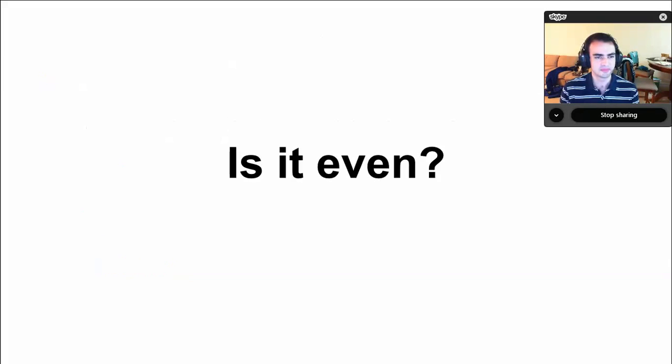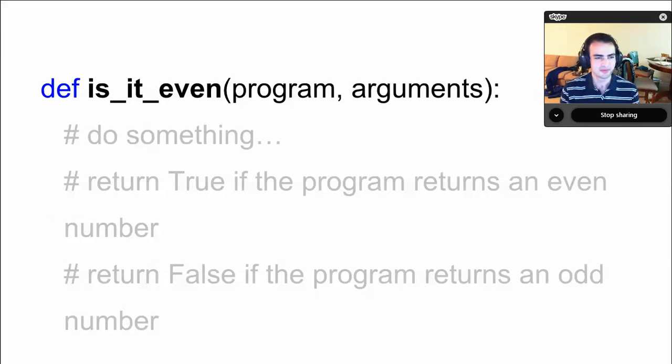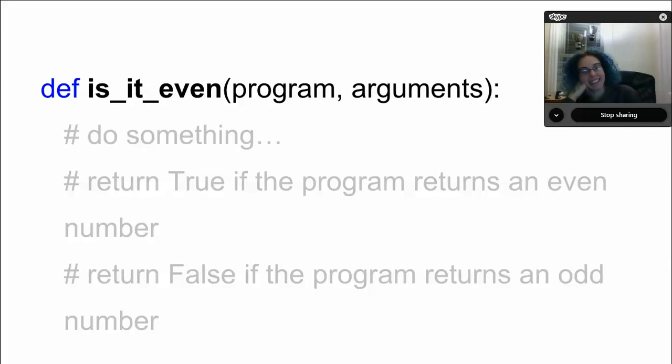Okay, so how about if the program outputs an even number? Is example 1 even? Yes. And is example 2 even? No. Can we make a program that tells if any program outputs an even number? You're going to trick us again. Are you going to trick us with the same thing? Are you going to fall for the same thing? Yes, we'll fall for it again. I'm pretty sure we can write this program. It's totally possible.